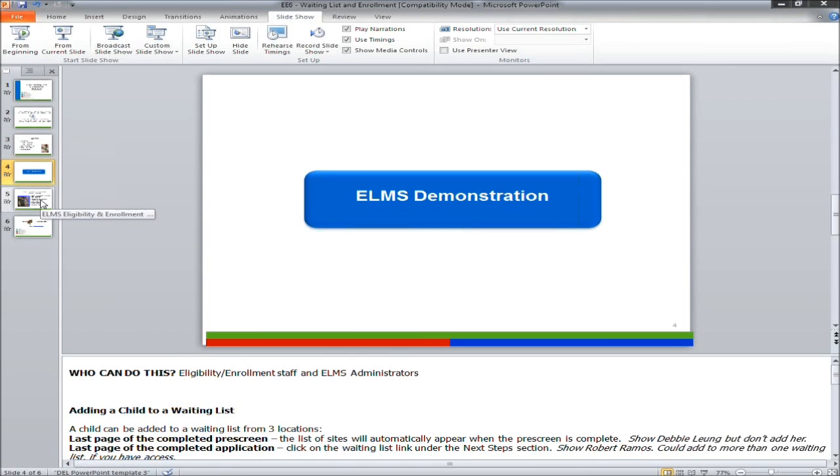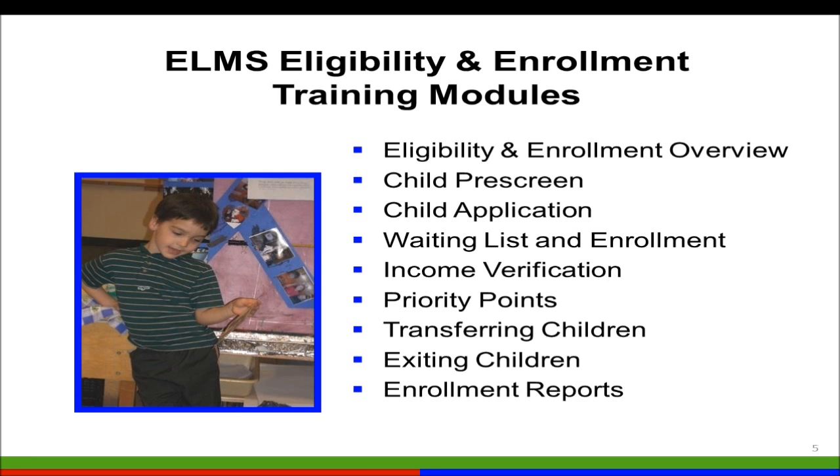Okay. I want to show you the other modules that are in this series here. The first one, the eligibility and enrollment overview, is very important. It goes over the ECAP requirements that are related to this topic. There are separate modules for how to do the pre-screen, that walks you through the ELMS entry in the pre-screen, and a separate module for the application. And then today we were looking at the waiting list and enrollment module. The additional modules on this list will be available. As they're available, they'll be on the ELMS news site.